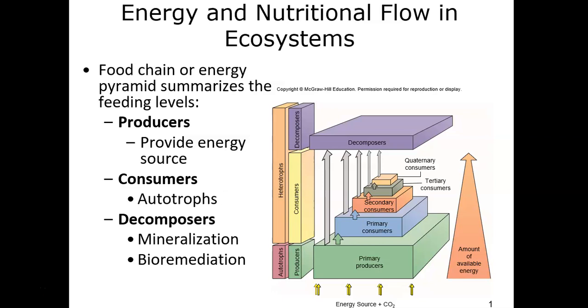Consumers can be broken down into multiple levels. So we can have primary consumers, and we can also have secondary consumers. For instance, a cow would be an example of a primary consumer. A secondary consumer may then be a human.